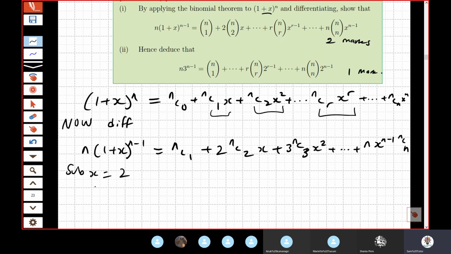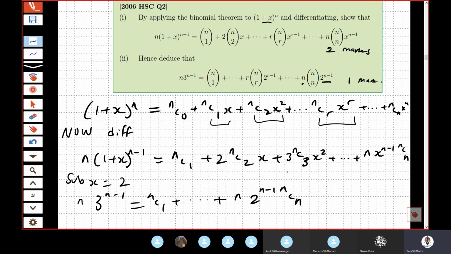1 plus 2 is 3, to the n minus 1, equals n choose 1 plus dot dot dot plus n, and then x is 2, sorry, 2 to the n minus 1, n choose n. I'm happy with that. Done. Any questions?